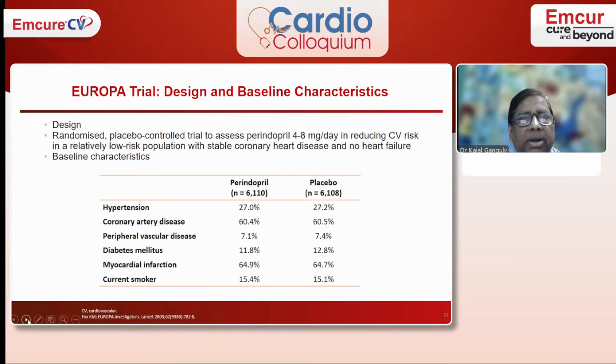Next comes the EUROPA trial. The EUROPA trial was done on perindopril 4 to 8 milligram daily. So it was done in a low-risk population with stable coronary artery disease. Again, patients with hypertension, coronary artery disease, peripheral vascular disease, diabetes mellitus, myocardial infarction, and current smokers were taken. All those parameters are almost matched in both the groups, perindopril versus placebo. Next.